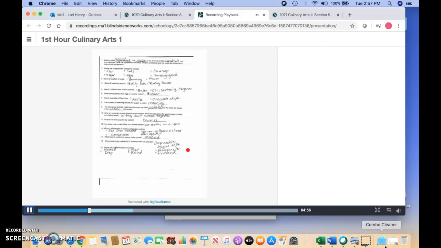8, the process of softening fat with sugars is creaming, which we already had on our first set of cooking terms.